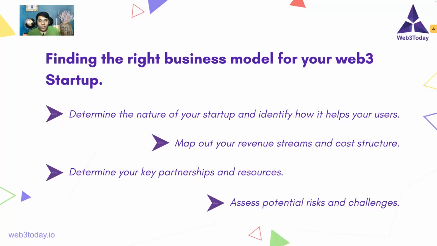The important thing at the end of this session is to find the right business model for your Web3 startup. You can divide it into 4 parameters. The first parameter is determining the nature of your startup and identifying how it helps your users. Guys, again and again I'm stressing this point: community first is the approach for Web3 companies. So you have to define how it's going to help your community. Second is mapping out your revenue streams and cost structure. You need to get your costs in place, you need to get your revenues in place, and define every step of your business and make sure where your costs and revenues are, and how you can be sustainable. The third is defining your key partnerships and resources.